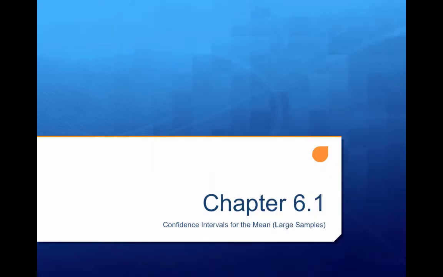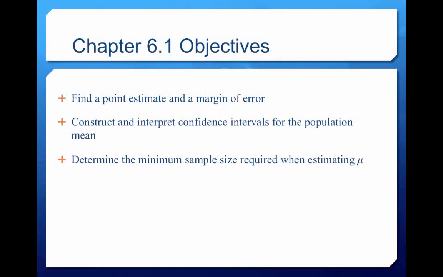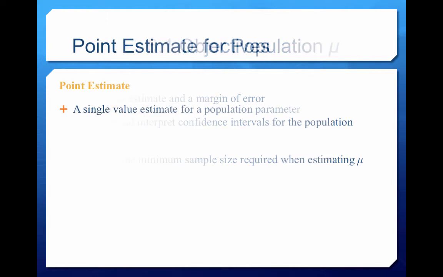All right, you guys, let's talk about the remaining information that will be on exam 2, the week of fall break. So we're going to start with chapter 6.1, confidence intervals for the mean. We're going to find a point estimate and something called a margin of error. And then we're going to construct and interpret confidence intervals for the population mean. And then at the very end of the lecture, determine the minimum sample size required when estimating mu.